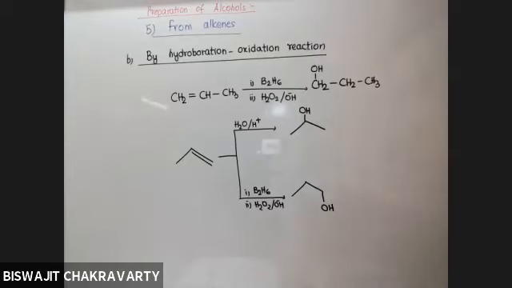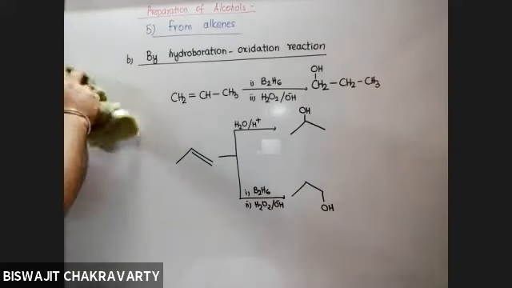And under the fifth one, that is from alkenes, we got 2 types. One is following the Markovnikov's rule, when alkenes are added to water in presence of acid, and the other was anti-Markovnikov's, when it is hydroboration oxidation.